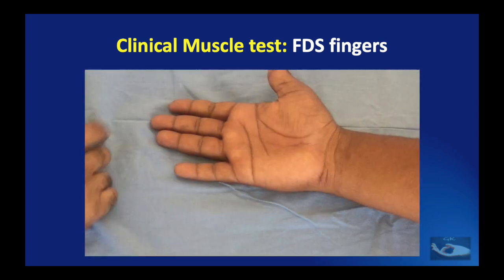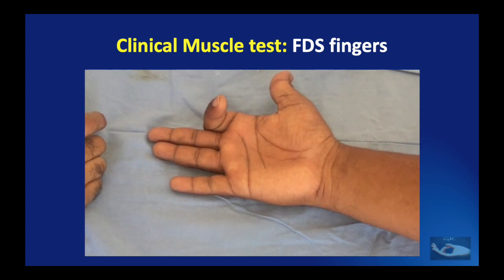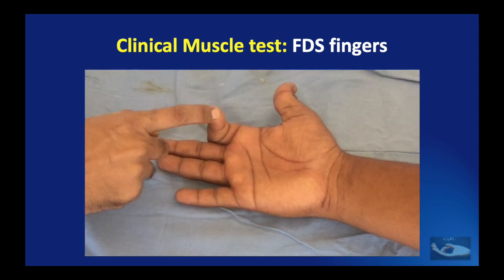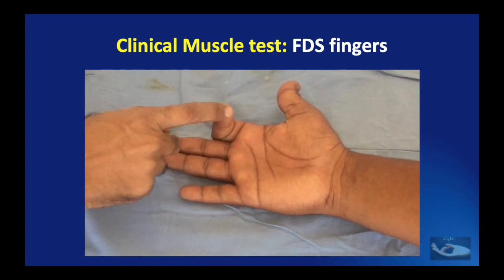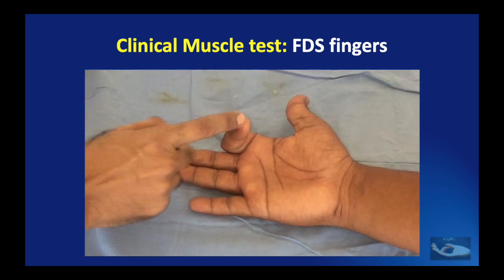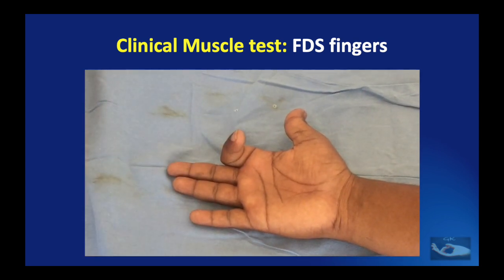But the FDS of the index finger cannot be tested in this fashion, because the FDP of the index finger is a separate muscle. Here, the patient is asked to flex the proximal interphalangeal joint, and the tone of the distal interphalangeal joint is checked to make sure that the FDP is not performing the flexion of the PIP joint.